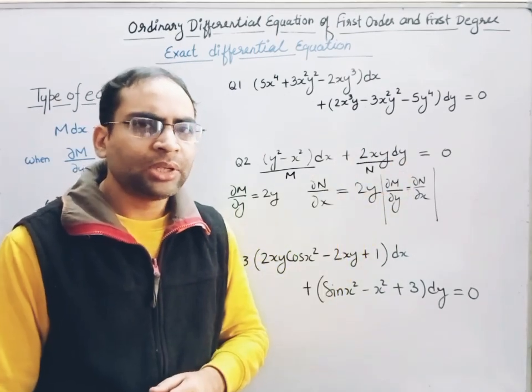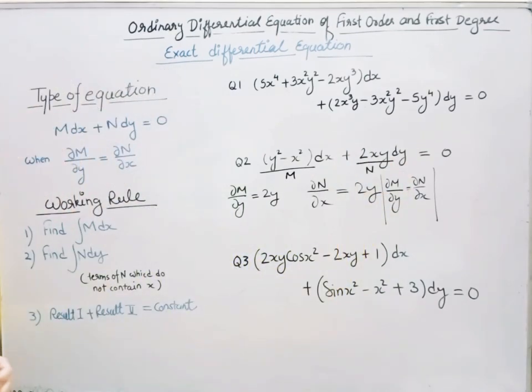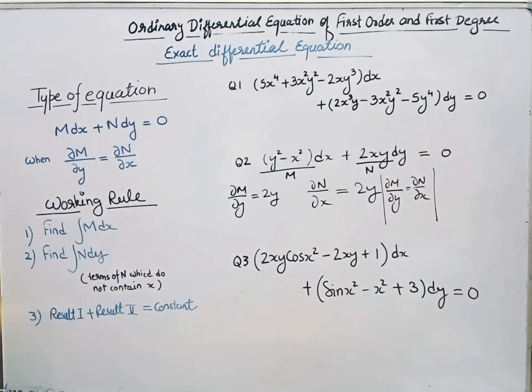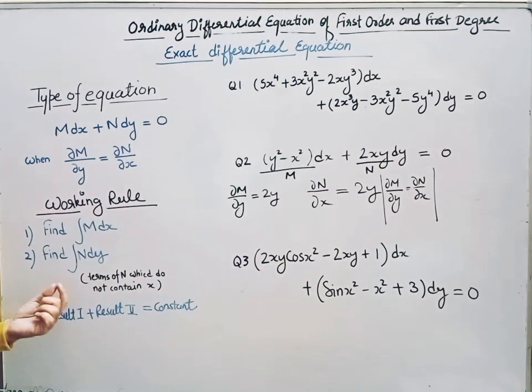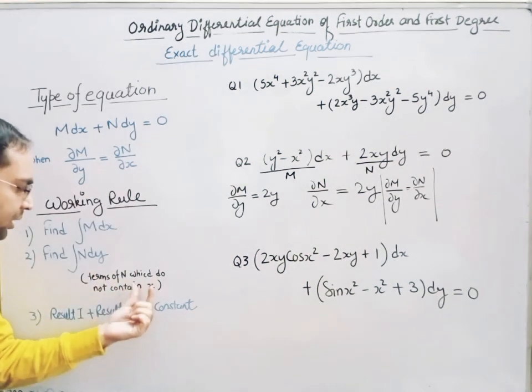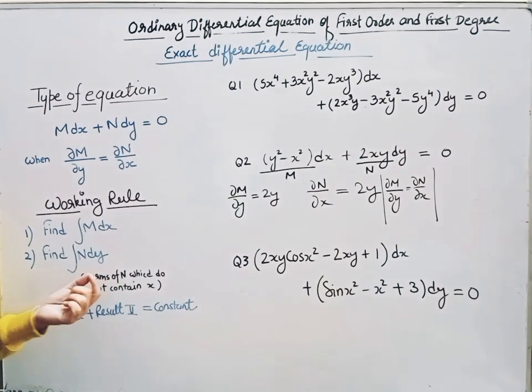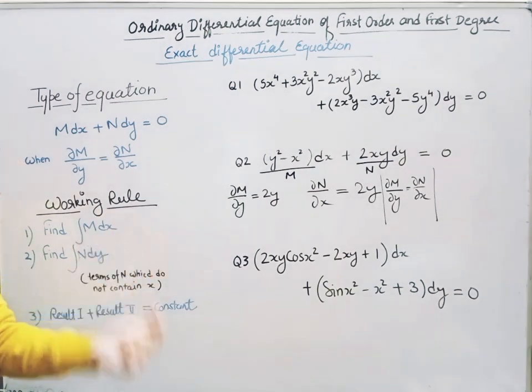Now let's see how we can solve these exact differential equations. Let's talk about the working rule. In that case, we have to follow 3 steps. Step number 1, we will integrate M with respect to x. So this is integral M dx we have to find. In the second step, we have to find out integral of N with respect to y, but with one thing, that of the terms of N, we have to take only those terms which do not contain x.